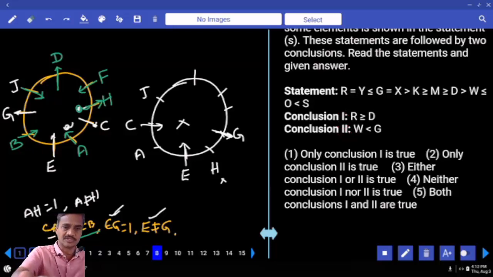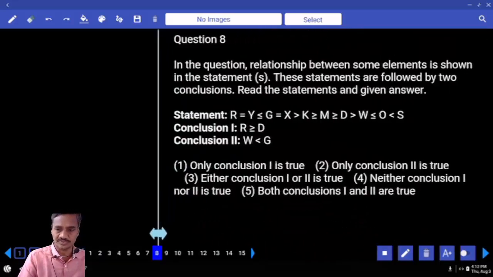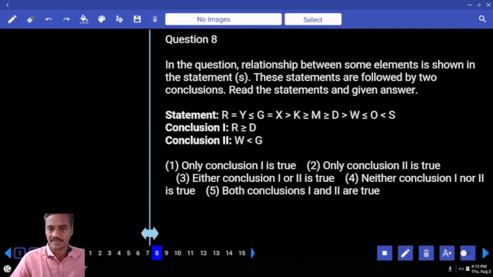Then next one, question number 8. Now in the 8th one, R and D. Now R is here, D is here. Now two opposite symbols, W and G. Now G greater than W, W lesser than G, definitely 2, only 2, choice 2, question number 8.